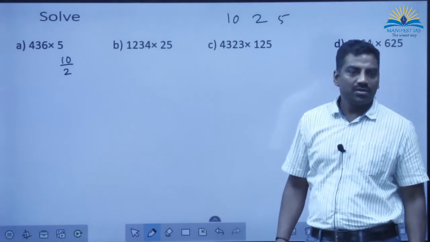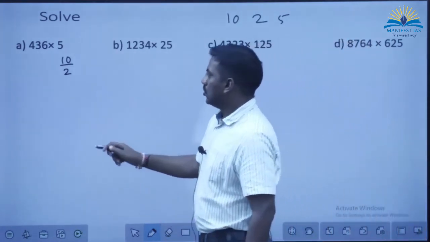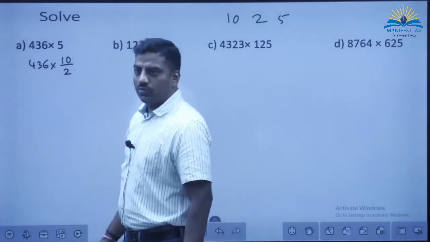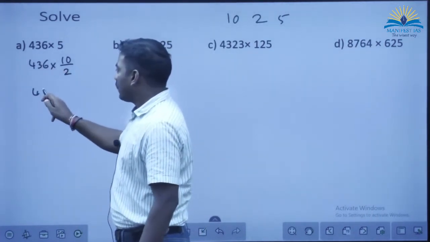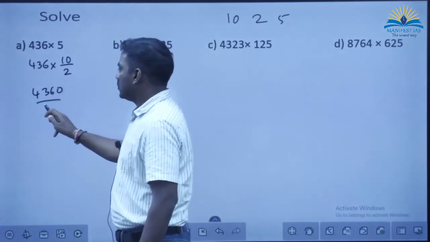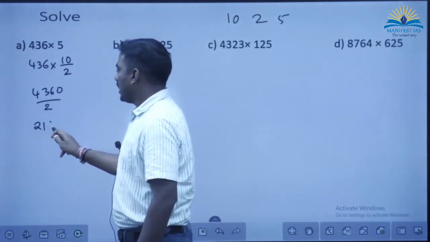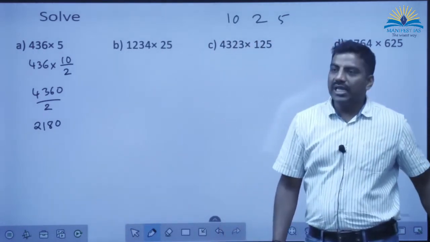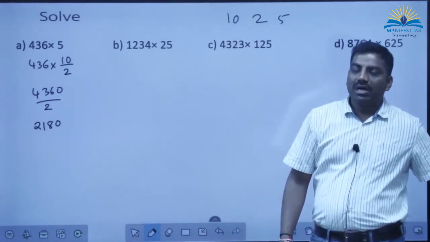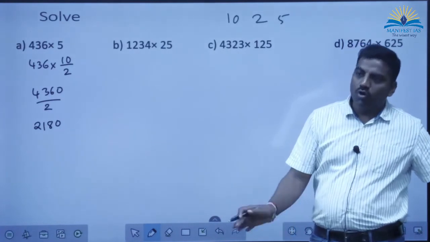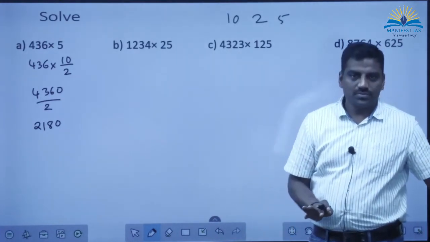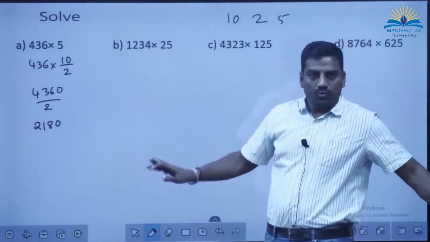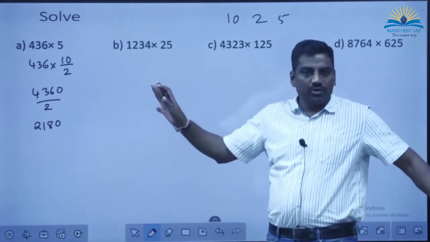Is that okay? So, this will become what? 436 into 10 divided by 2. Easily I will write 4360 by 2. Answer is 2180. If you are feeling comfortable multiplying with 5, you go ahead. I don't have a problem. But this is an easy method. Give 1 0 and divide by 2.